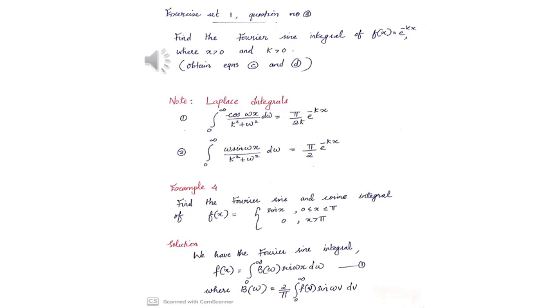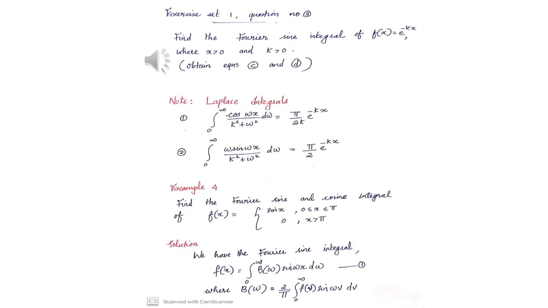Okay, here I have given a similar question for you. Exercise set 1, question number 3. Find the Fourier sine integral of f of x is equal to e raised to minus kx, where x greater than 0 and k greater than 0. It is similar to what we have discussed earlier, that is in example 3. So there we have obtained equations A and B. Here I am asking you to obtain equations C and D.